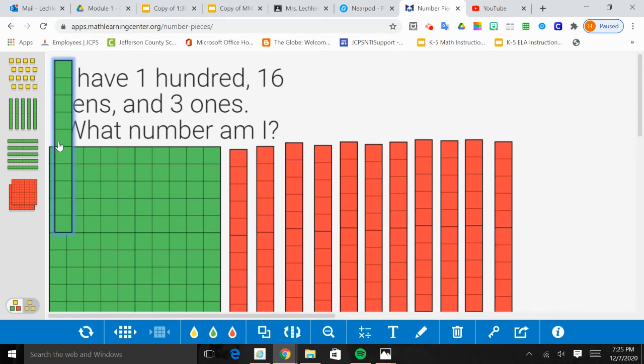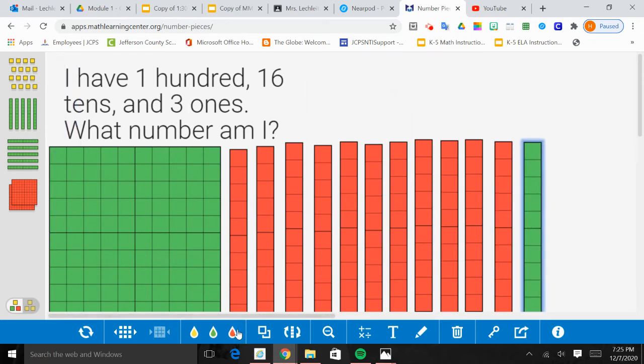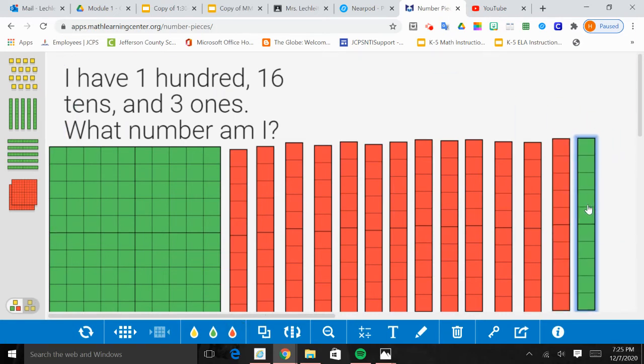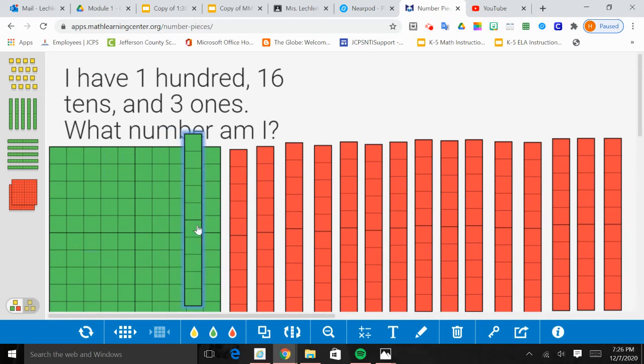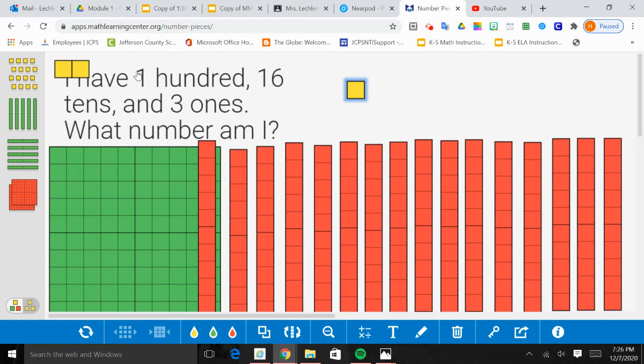Let's see. 12, 13, 14, 15, and 16. We'll just put this last one here, but we know that there's a hundreds piece underneath that. All right, so there's our 16 tens, and we only need 3 ones. 1, 2, 3. And we're just going to put those up here for now.